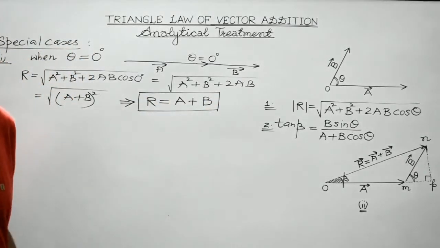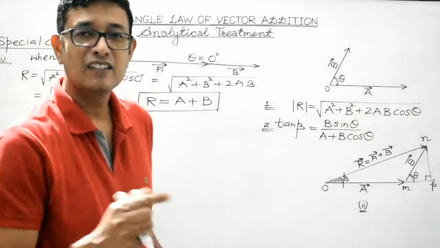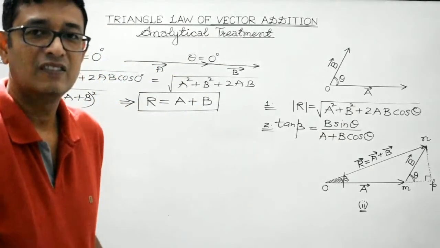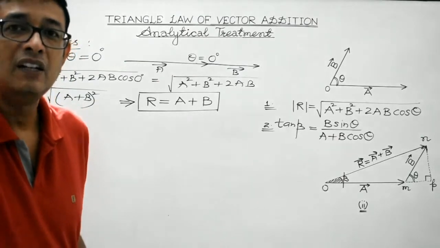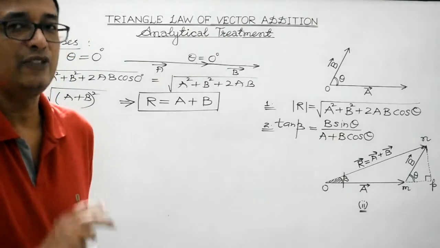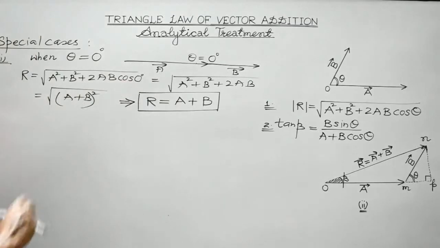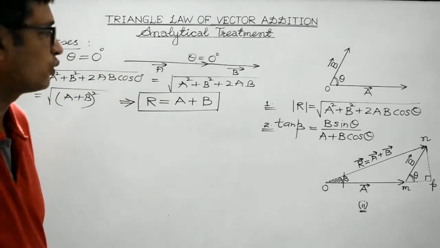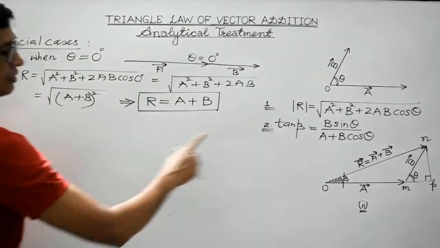Right? This is the magnitude. So what's the result? Whenever the two vectors are in the same direction, then the resultant is always given by the sum of the magnitude of the individual vectors. That is what we have proved, right? We have proved it graphically as well. Now what about the direction?